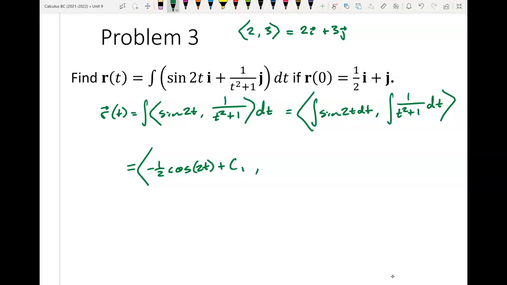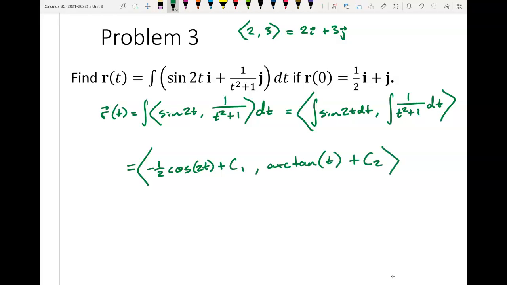And then what is the antiderivative of 1 over t squared plus 1? That is our arctangent, or tan inverse. So arctan of just t, right? Arctan t plus c sub 2.